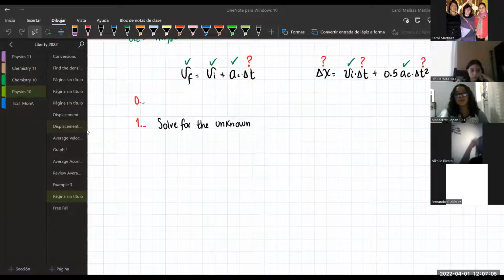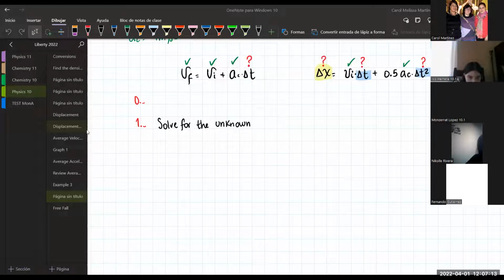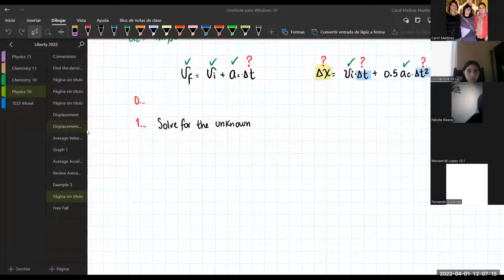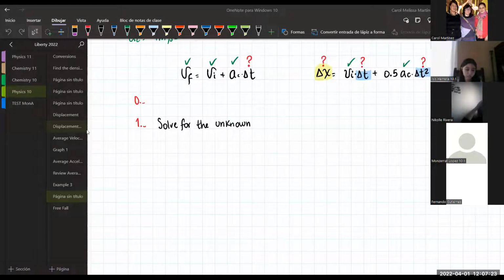If I find displacement first, I don't have the time, so I cannot find it. But if I find the time and then I find displacement, I will be able to do that. So first, it is necessary that we find the time. So my unknown in this case is going to be delta t, and I will isolate for the time.